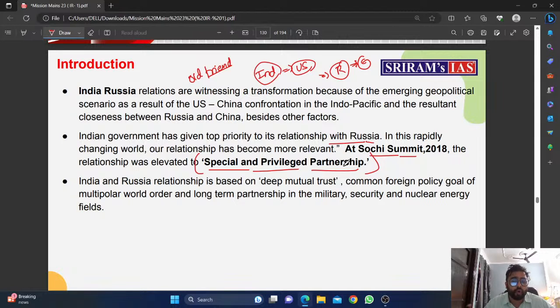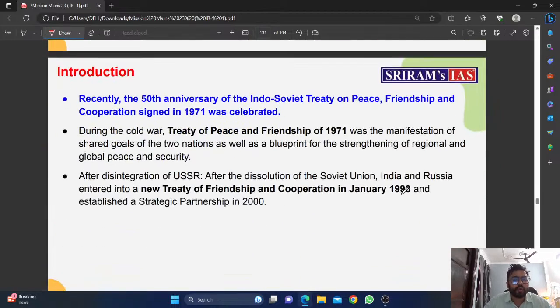Then we have a common foreign policy to have a multipolar world order. Both the countries work for having a multipolar world order. And then our areas of cooperation are so wide. Like we have very good cooperation in military, security, nuclear energy, trade, energy requirements, etc. So let us see what the different nuances of the India-Russia relationship are.